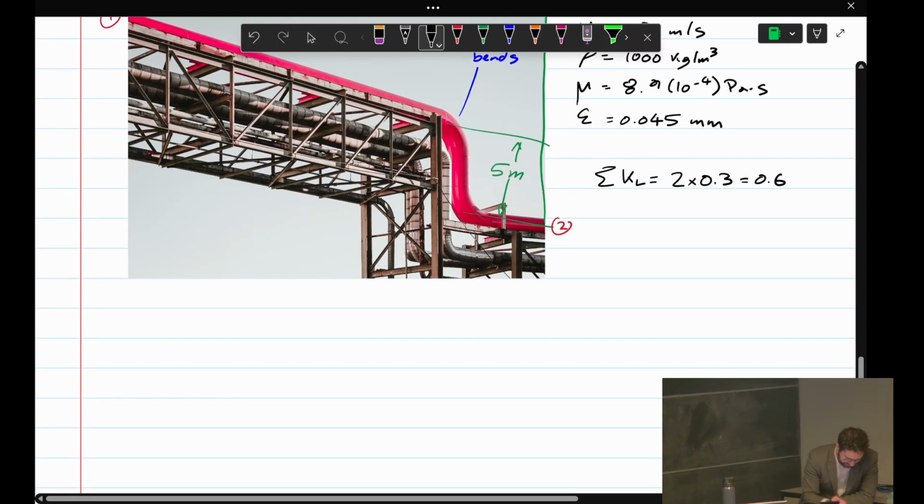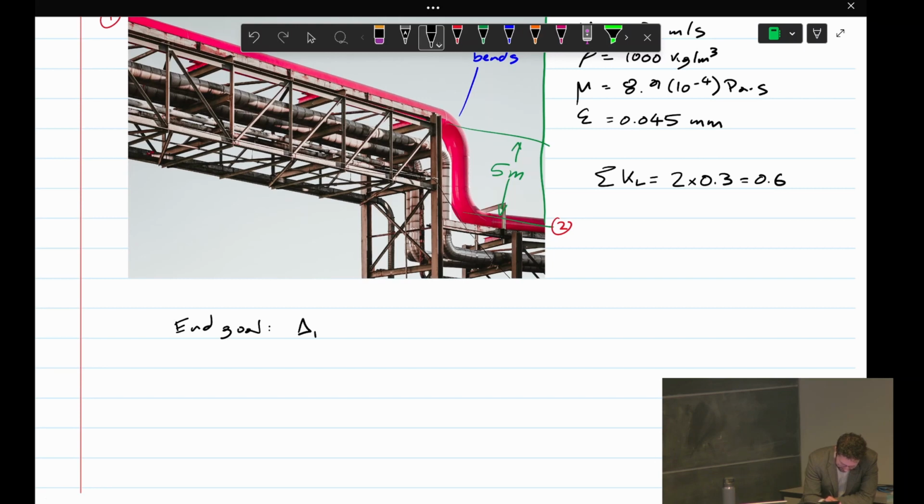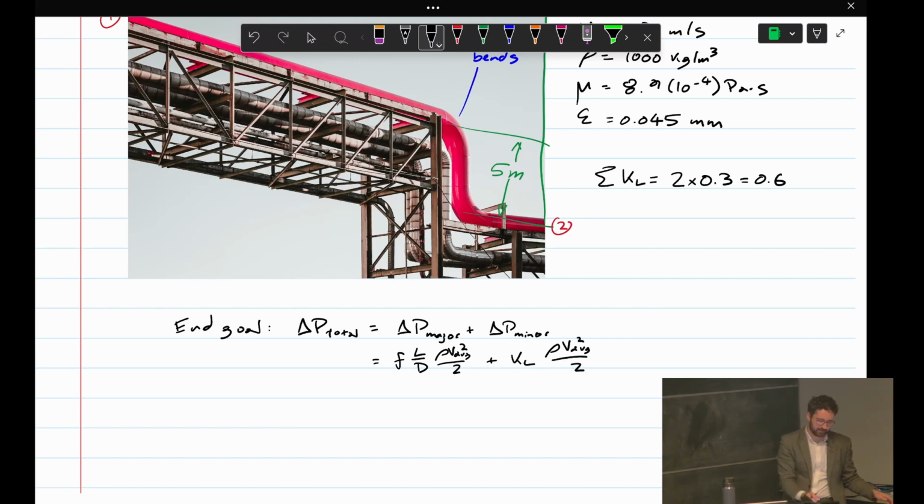So our end goal here is delta P total, which is delta P major plus delta P minor. That's f L over D, rho V average squared over 2, plus KL rho V average squared over 2. So we got our total loss coefficient.